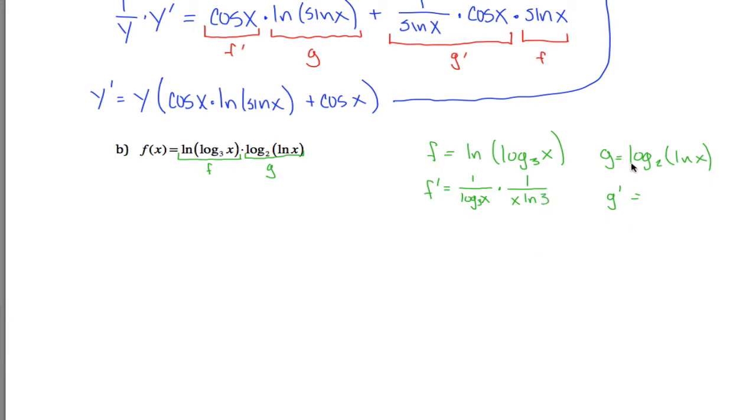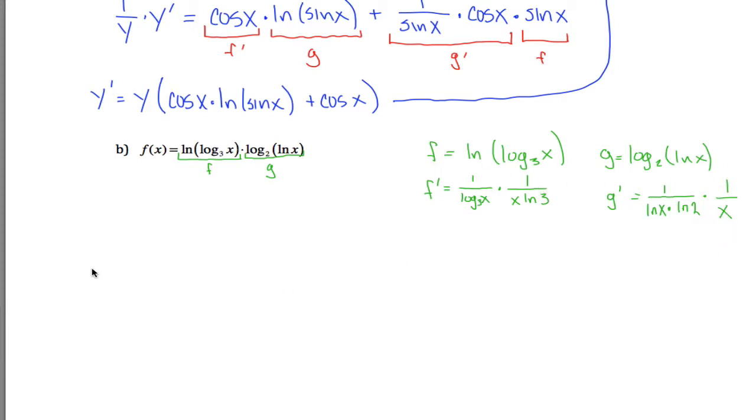Over here in g prime, my outside function is log base 2 of x. My inside function is natural log of x. So if I take the derivative of the outside function, the derivative of log base 2 of x is 1 over x natural log of 2. But my argument is not x. It's not log base 2 of x. It's log base 2 of natural log of x. So my derivative is 1 over natural log of x times natural log of 2 times the derivative of natural log of x, which is 1 over x.